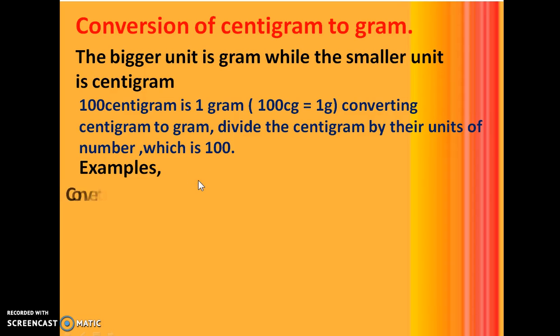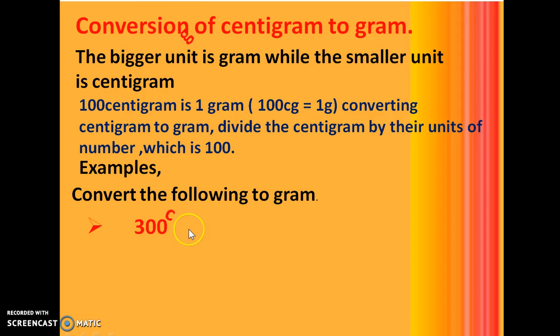Let's see an example. Convert the following to gram. You can see there 300 centigram. You want to convert it to gram. Now follow your process. You divide by 100. So the answer gives 3 grams.